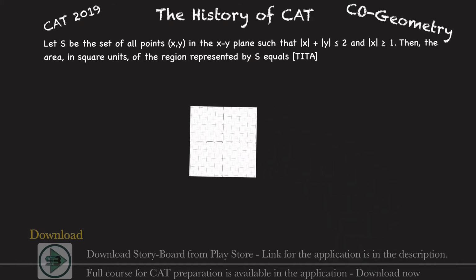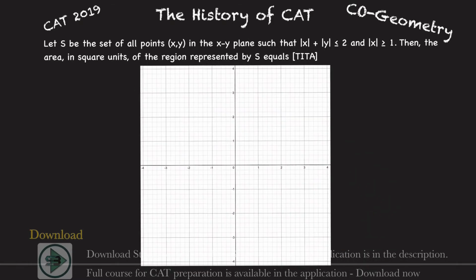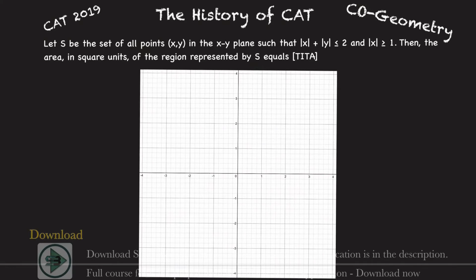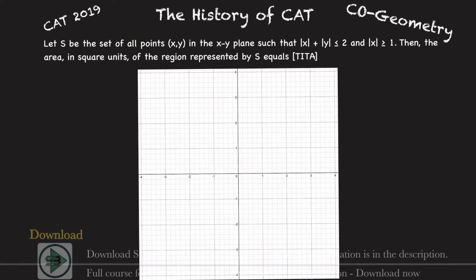Okay, so let's put it on the graph paper and analyze this better. Now you can do this without the graph paper as well because the values are quite easy, but we'll do it on graph paper for better visualization of how things are actually happening here. So let's first plot this figure: modulus of x plus modulus of y less than or equal to 2.